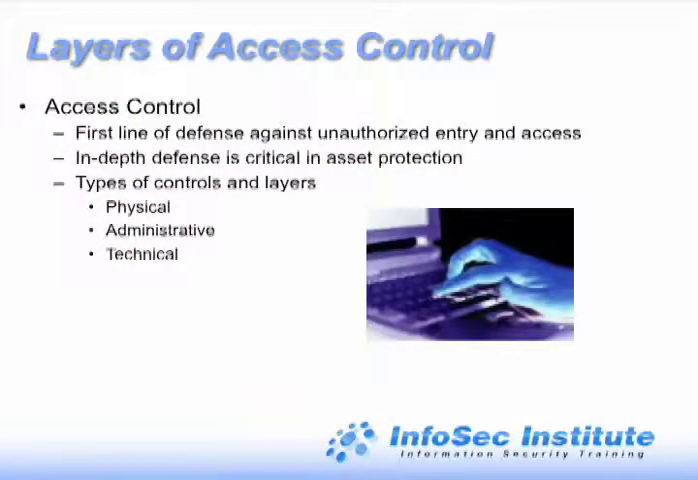For access control, as mentioned before, there's the physical, the administrative, and then the technical. Those are the types of access controls and layers. This is basically the first line of defense against unauthorized entry to access, and in-depth defense is also critical in access protection by using these. But each one of these can have different types of methods. And again, there's physical, which would be your locks.